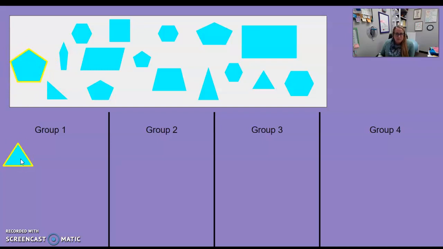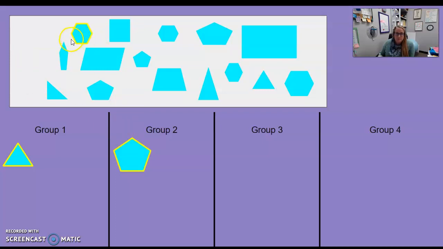Turn and talk to somebody next to you. Is that the same as a triangle? Why or why not? All right, somebody share out. All right, it is different than a triangle because it has 5 sides. This is a pentagon. And a pentagon has 5 sides and 5 vertices. So I'm going to make it into its own group. Let's look at the next one.